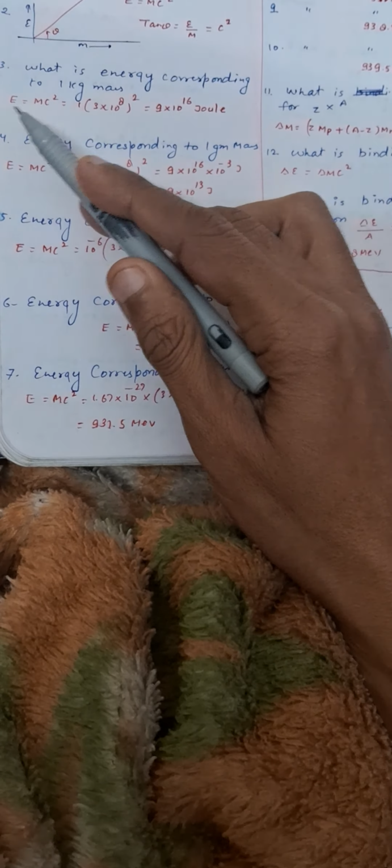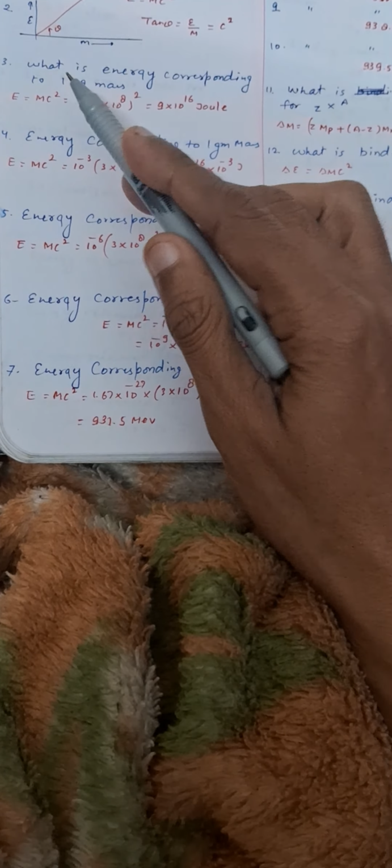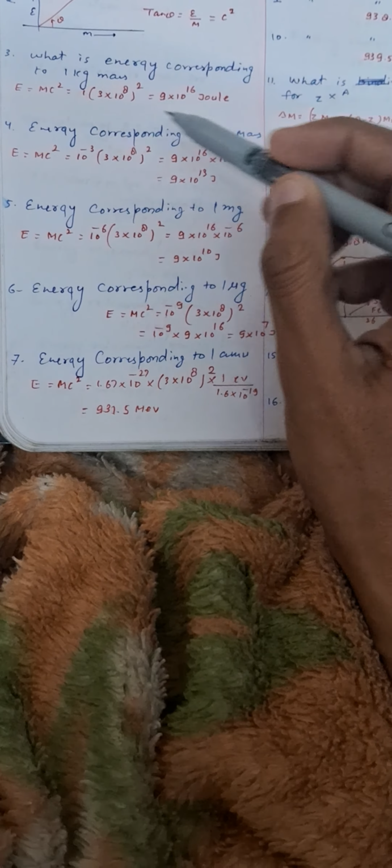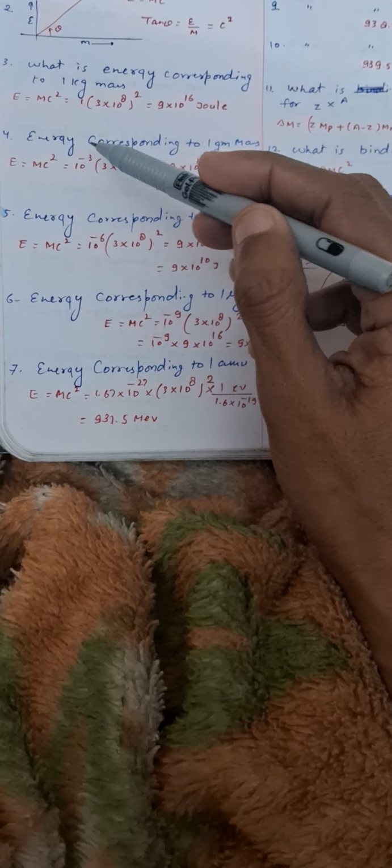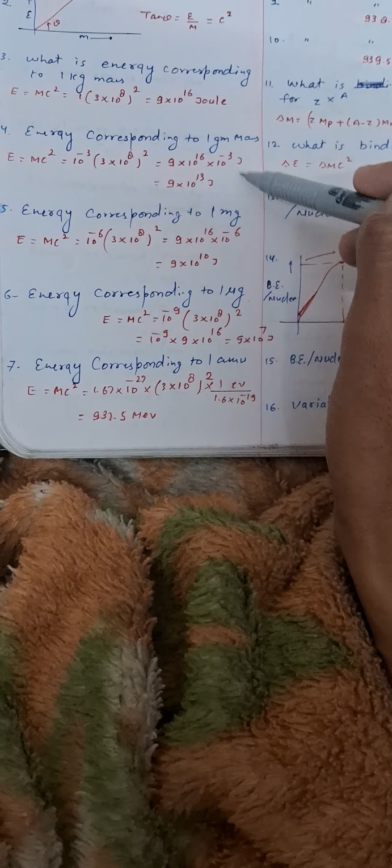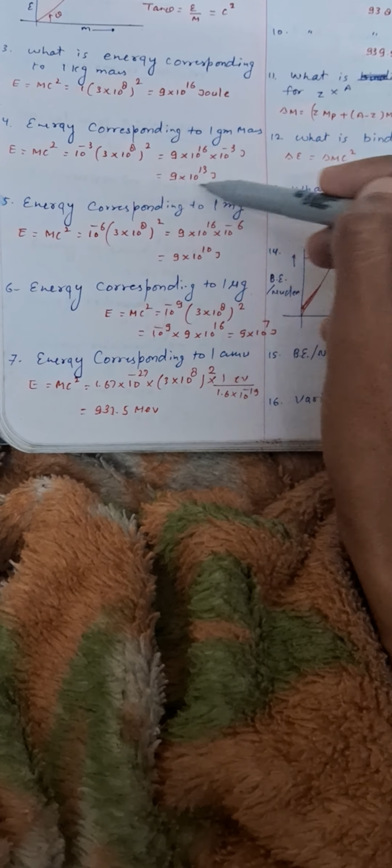Next, what is the energy corresponding to 1 kg mass? E equals mc squared. m is 1 here, c is 3 into 10 to the power 8. On solving this we get 9 into 10 to the power 16 joule. Next is energy corresponding to 1 gram mass. 1 gram means 10 to the power minus 3 kg, and after solving this we get 9 into 10 to the power 13 joule.